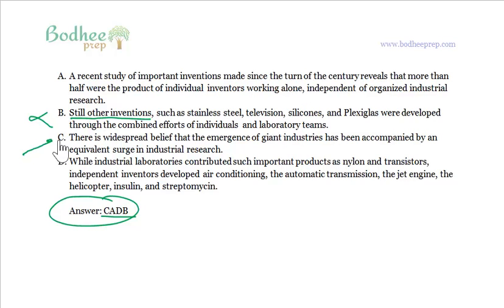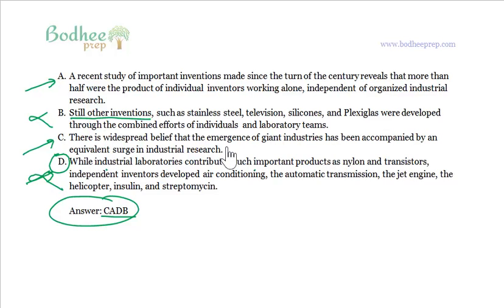C might start the paragraph. Even A might start the paragraph. Even D can start the paragraph. Look at D. While industrial laboratories contributed such important products as nylon and transistors, independent inventors developed air conditioning. Again, it does not have that background information, the broadness which we always look for in a statement that is likely to start the paragraph. So D will not start, according to me.